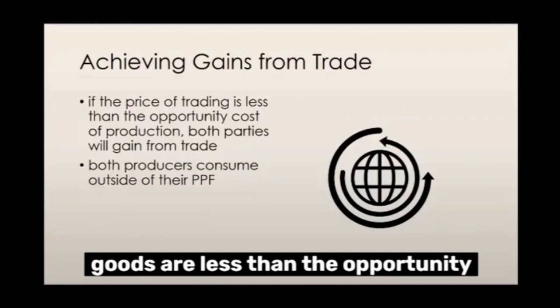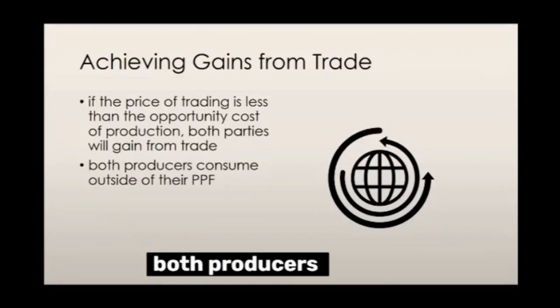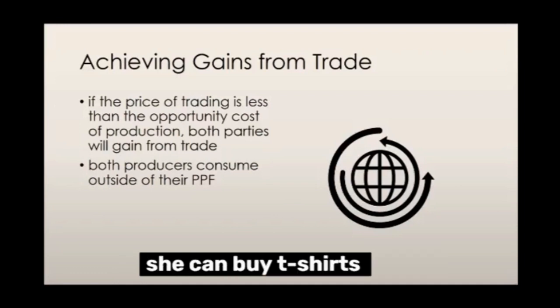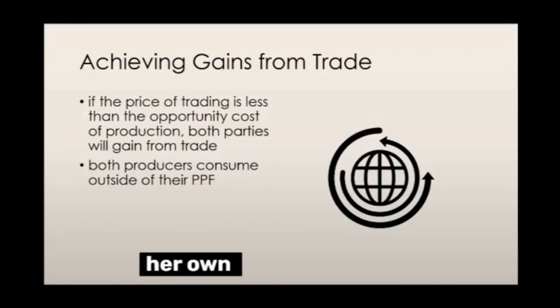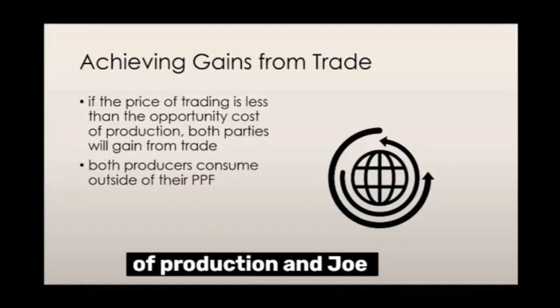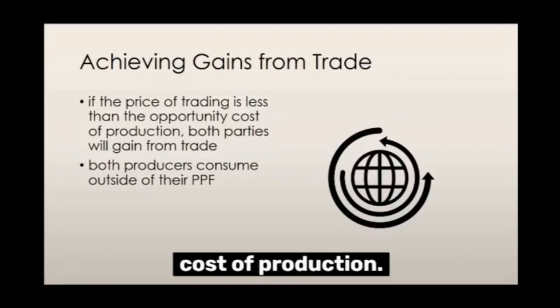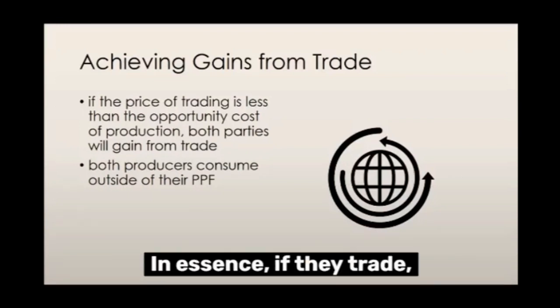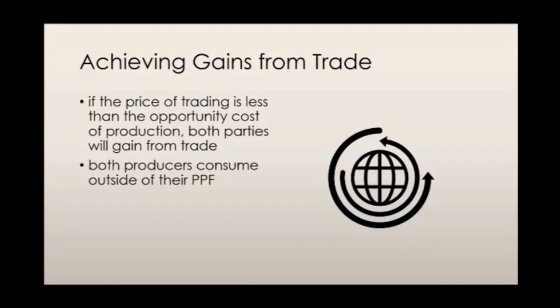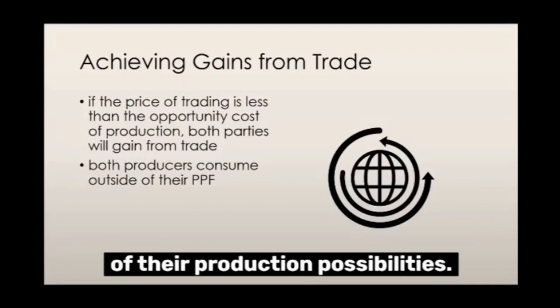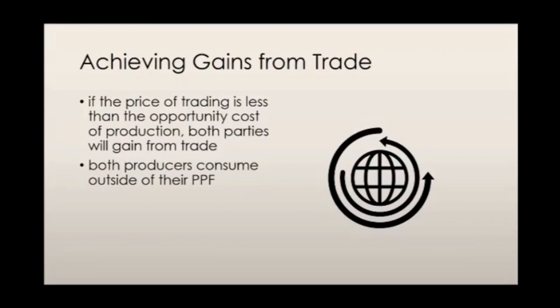As a general rule of thumb, if the trading price of the goods is less than the opportunity cost of production, then both producers will gain from trade. Liz gains from trade because she can buy t-shirts from Joe at a lower cost than her own opportunity cost of production. And Joe gains from trade because he can buy socks from Liz at a lower cost than his own opportunity cost of production. In essence, if they trade, they can consume outside of their production possibilities frontiers. Do keep in mind, though, that they do not, by any means, produce outside.